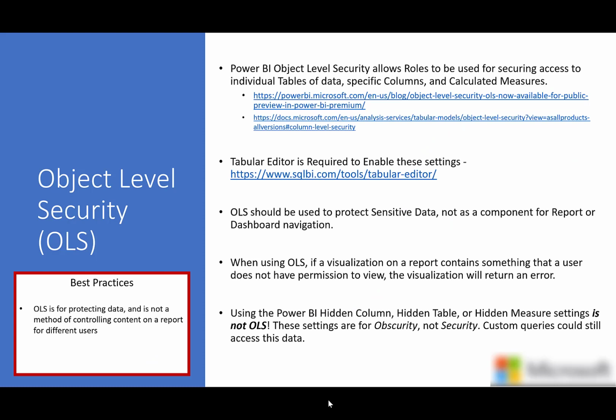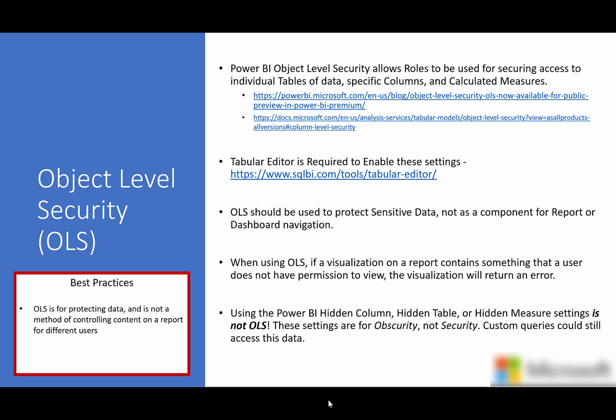Next, we'll talk a little bit about object level security. Object level security has been around in traditional analysis services for a long time. It's now available in Power BI. And with object level security, you can control access to tables of data, specific columns, and also to calculated measures. I have a few links there if you want to review. In order to enable object level security, you'll need to use Tabular Editor, which is one of the external tools. You can't do it as of right now in Power BI Desktop.